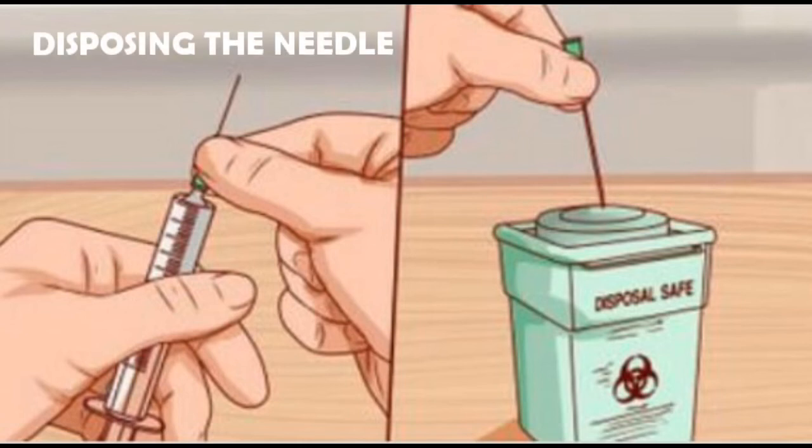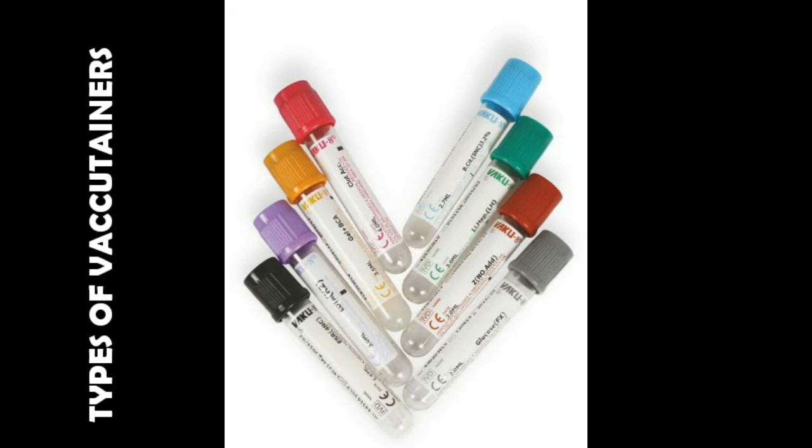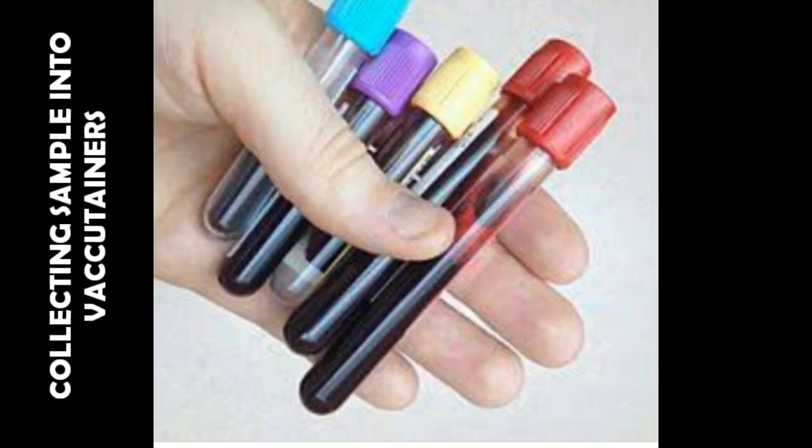Later, we are going to remove the needle from the syringe and dispose of it in the safe container. After removing the needle, we are going to pour the sample into different Vacutainer tubes, based on the test we are going to perform with that sample. In this way, we collect the sample in different containers based on the type of test we are going to perform.